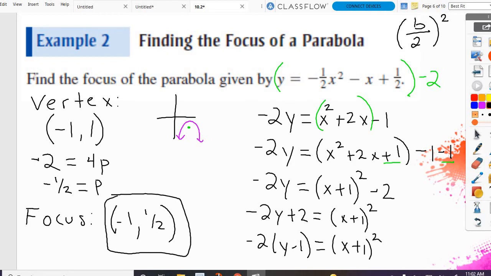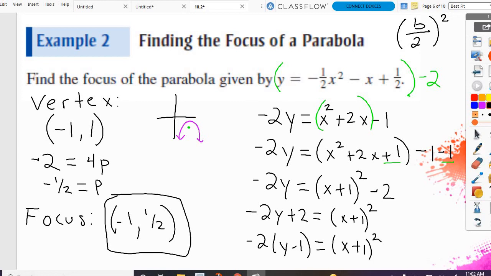So really, the hardest part of that one was just completing the square. But then from there, like we said, we're just using these different formulas to basically figure out the information that we need. Questions over any of our steps? Yeah.